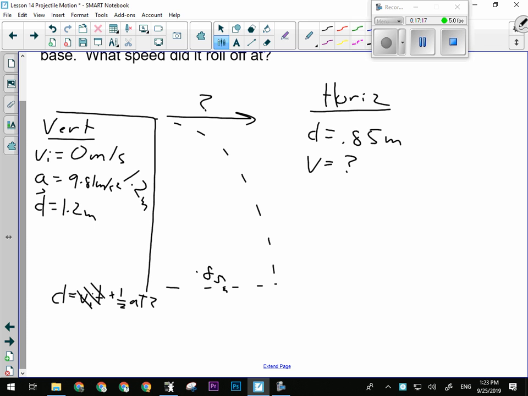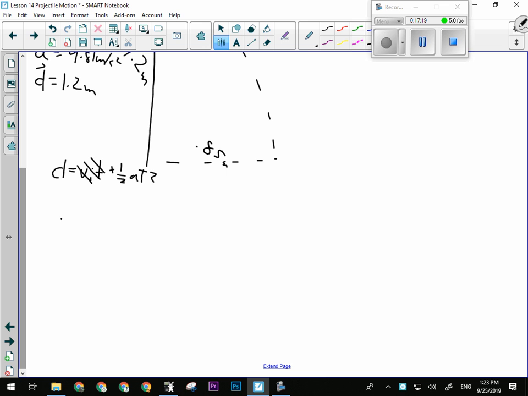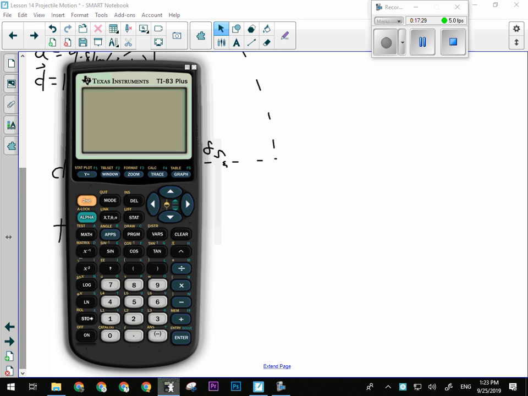We can do that because vi was 0. So t will equal the square root of 2 times d over a, or d over half of a, whichever will work out the same. So we're going to have the square root of 2.4, because that's 2 times 1.2, divided by 9.8. All right, so we've got a time here of 0.49 seconds.